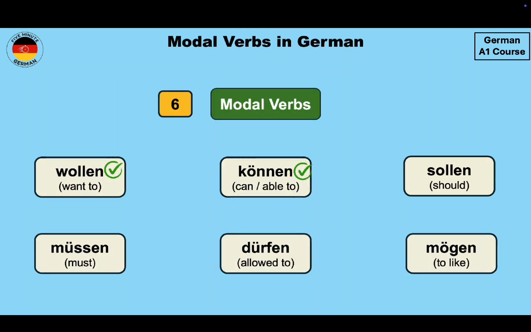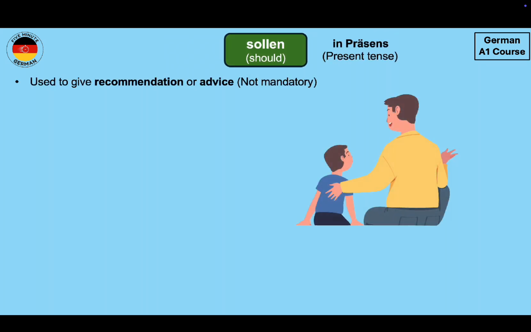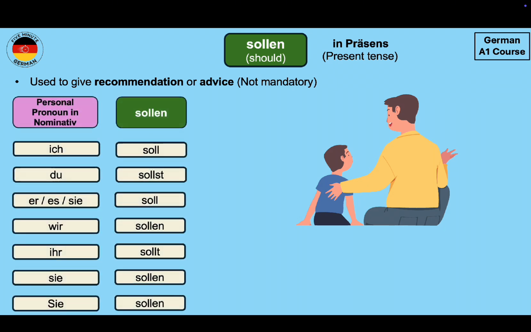Let's take a look at sollen, which means should, and it is used to give a recommendation or advice which is not mandatory. The conjugation for sollen in present tense will be ich soll, du sollst, sie soll, wir sollen, ihr sollt, sie sollen, and Sie sollen.